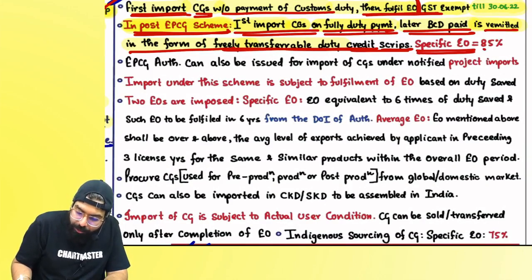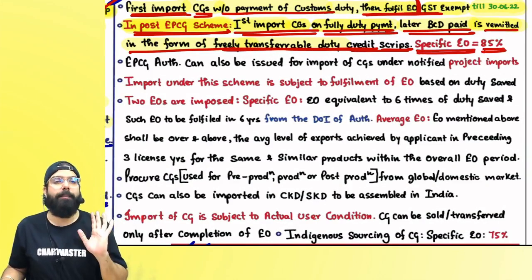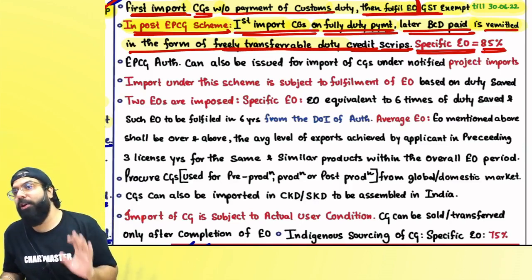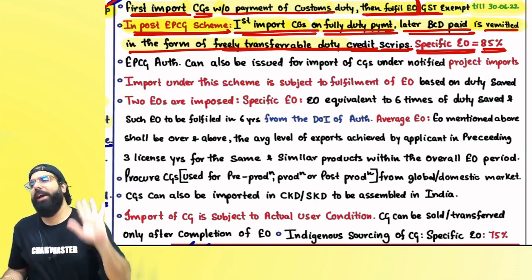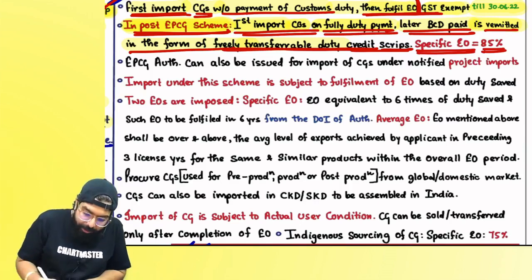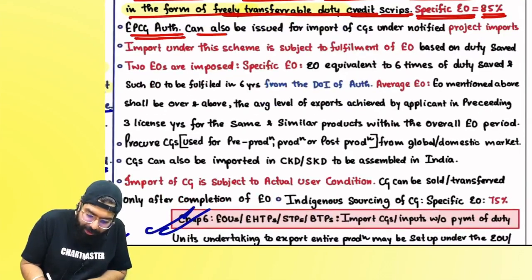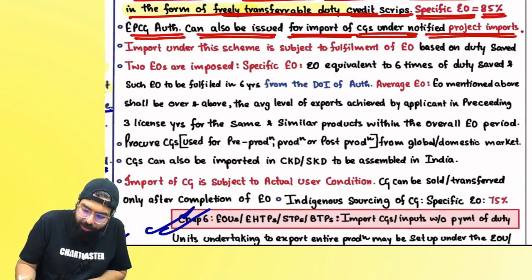Sir, specific export obligation is how much? 85%. They are telling over here your export obligation will be how much? Only 85%. Then, sir, next EPCG authorization can also be issued for import of capital goods under notified project import.